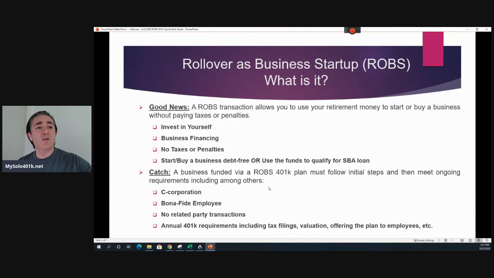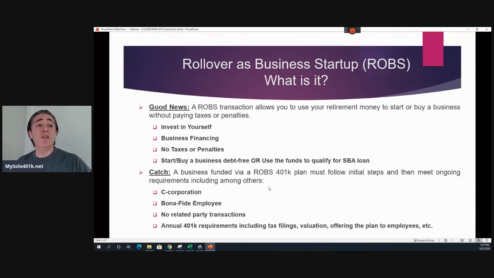Now there is a catch though. There's requirements you have to follow. So you are setting up a 401k plan. On top of that, it's a rollover as business startup. So there's initial steps that must be followed to set up the plan. And then going forward, there's going to be ongoing requirements.